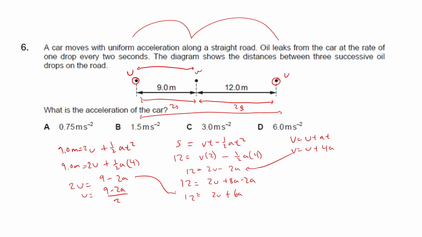We actually substitute this equation, so it's easier. 9 minus 2a plus 6a is equal to 12. And then 4a is equal to 3. And then we get that 3 over 4, or 0.75, is equal to a. And our answer is A.